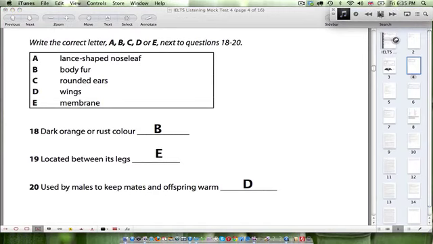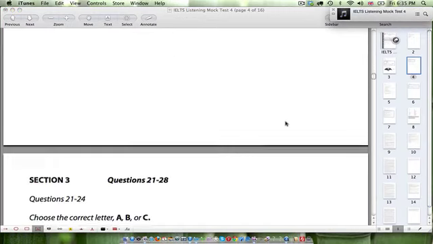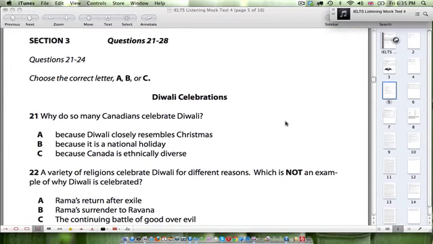Let's continue. You now have half a minute to check your answers. Let's go ahead to section 3 and preview the questions.